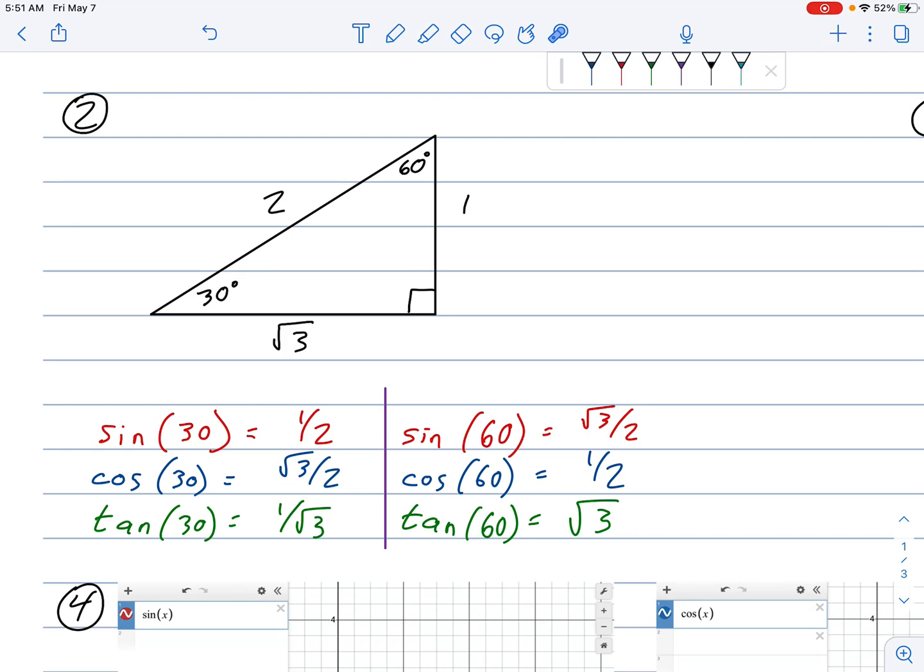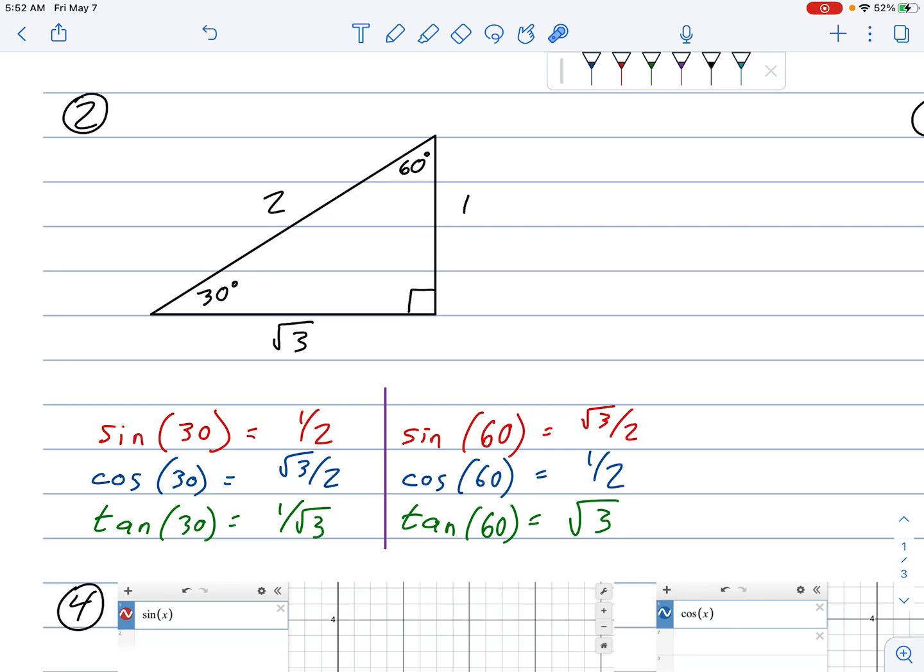On a regular 30, 60, 90 triangle, sine of 30 is 1/2, cosine is radical 3 over 2, and tangent is 1 over radical 3. And these you will memorize for a quiz next week sometime. Sine of 60 is radical 3 over 2, cosine is 1/2, and then tangent is radical 3 over 1. So obviously these are flips of each other, which makes sense. And then these are opposite. So as sine goes from 30 to 60, cosine goes from 60 to 30, right?